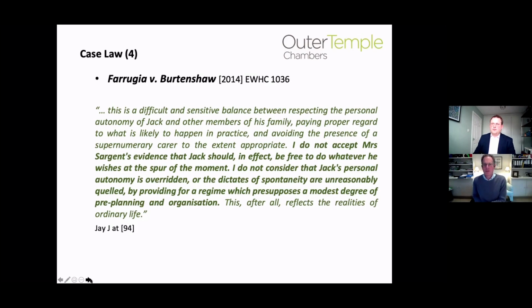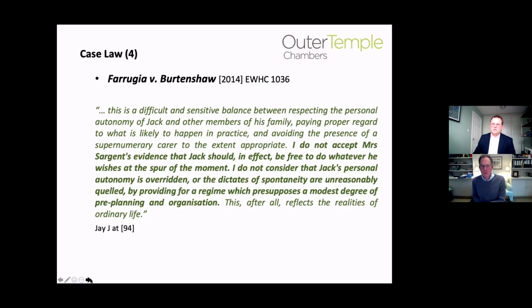Mr. Justice Jay set out his reasoning on that issue in this passage, saying that there's a difficult and sensitive balance between respecting the personal autonomy of Jack, the claimant, and other members of his family, paying proper regard to what is likely to happen in practice, and avoiding the presence of a supernumerary carer to the extent appropriate. That was the argument that was being run in this case, as it was in some of the other cases we've just looked at.